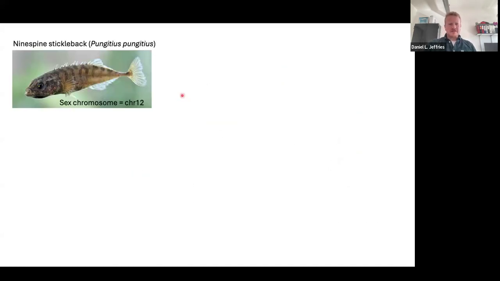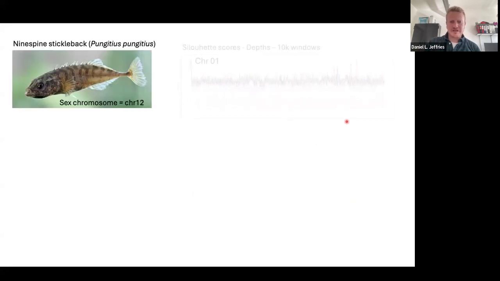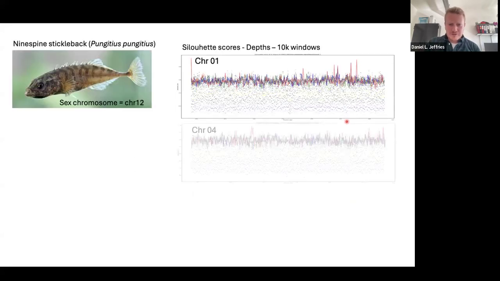This is the pipeline. You don't need to know that. We did so I initially had a master's student about 2 years ago, Yan Liu, who is now a PhD student at the University of Lausanne Hospital, start to work on this. She did some really good work putting down the foundations of this tool.